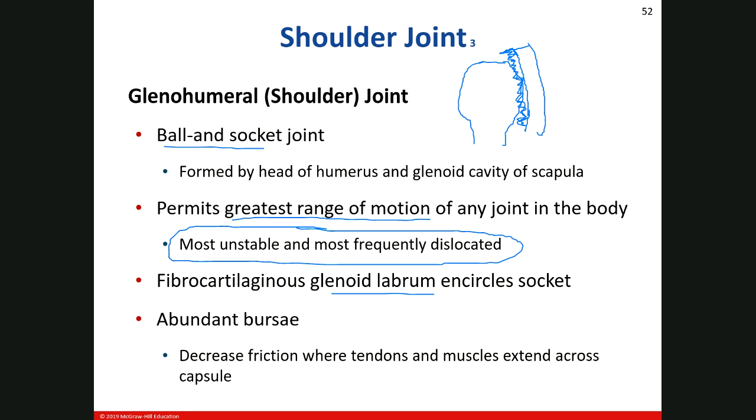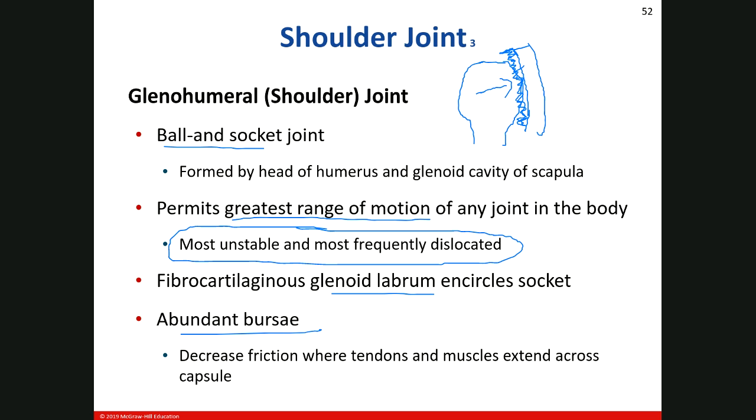If you've ever heard of somebody having a SLAP tear, that's a tear of the glenoid labrum. It's a very common injury in somebody who plays basketball or baseball. The size of the tear varies, but when they tear that glenoid labrum, the flap of fibrocartilage is just going back and forth, and it's causing all that pain. There's also tons of bursae, which makes sense because there's a lot of motion and movement going on there, so we need to reduce that friction.